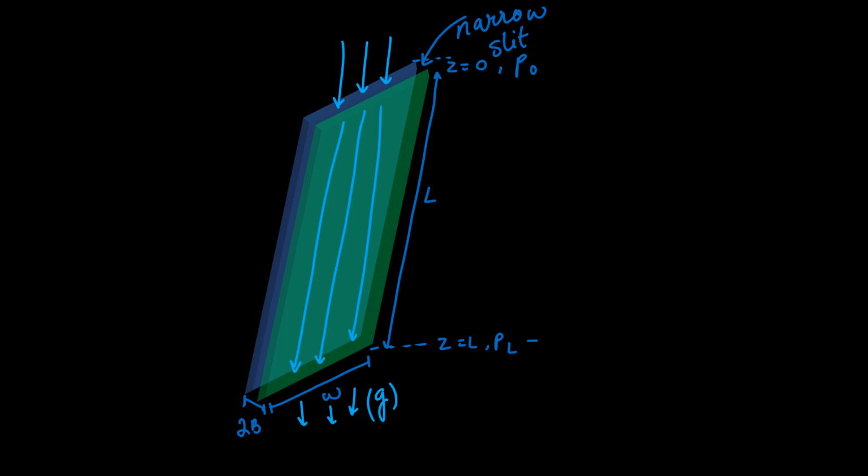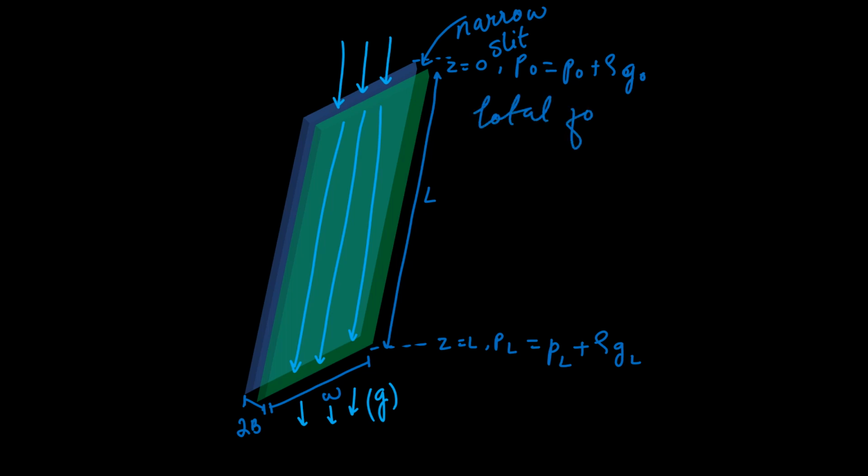This pressure is equal to the pressure at length L plus rho g L, and likewise rho g naught. Because of density and gravity, pressure is acting on the fluid. So this pressure acting on the fluid is equal to this.